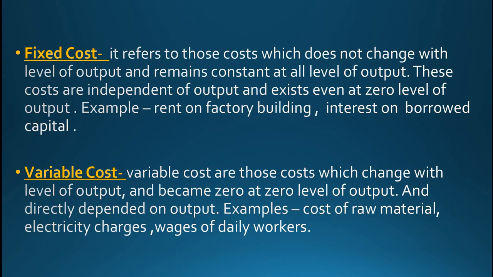If the production is nil, अगर प्रोडक्शन नहीं है ये कॉस्ट भी एप्लीकेबल नहीं होता है. So that is variable cost, directly dependent on output. I already told that these are directly dependent on output. अगर output भी increase हो रहा है cost भी increase होगा, अगर output कम हो रहा है even the variable cost will also reduce. So examples: cost of raw materials. To produce any particular product, how much production we make, on that basis the raw material quantity depends. There is a direct relation between raw materials and output or production. Electricity charges: how many units of electricity are used, on that the charges are generated. Next, wages of daily workers. So these are the examples of variable cost.